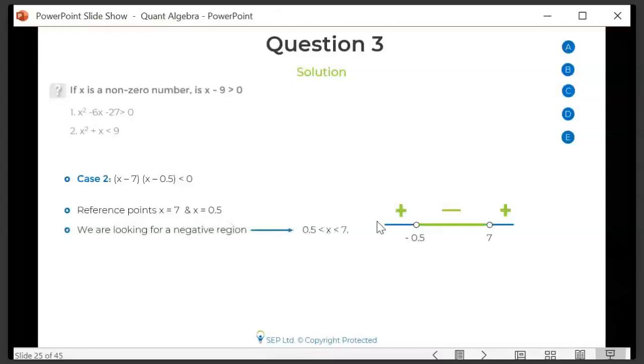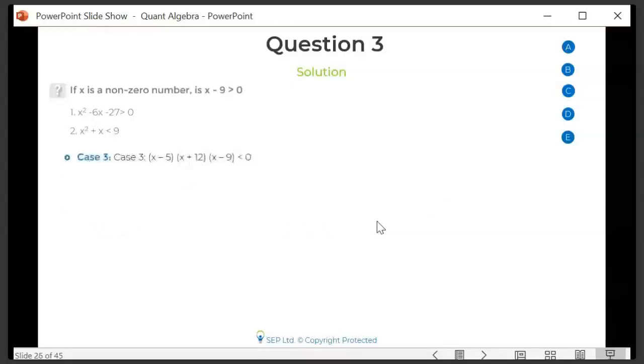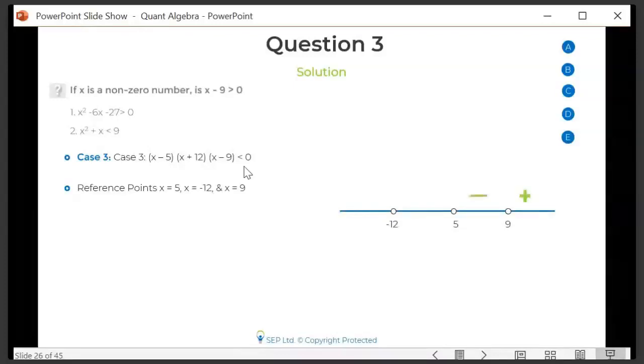Now let me take up the last case very quickly. Keep this in mind that it's not necessary that there will be only two products. You could have three also. Like in this case, x minus 5, x plus 12, x minus 9 less than 0. In this case also, please keep in mind nothing changes. You just equate each and every one to 0: x minus 5, x plus 12, x minus 9. Find out the reference points. Draw them on the diagram like this. And then once again, start from the extreme right and mark positive, negative, positive, negative.